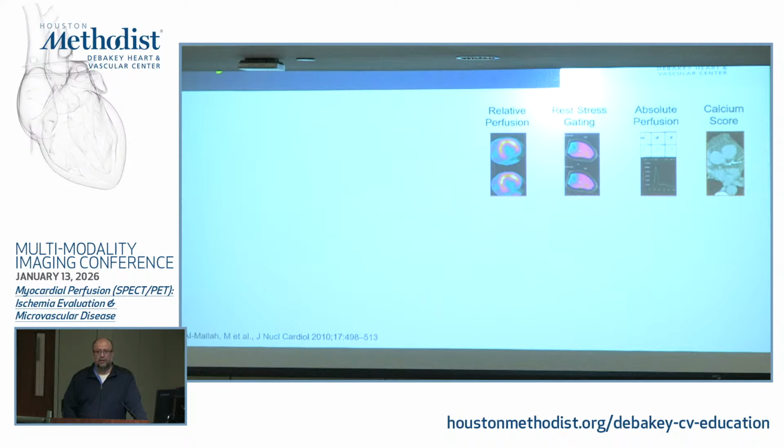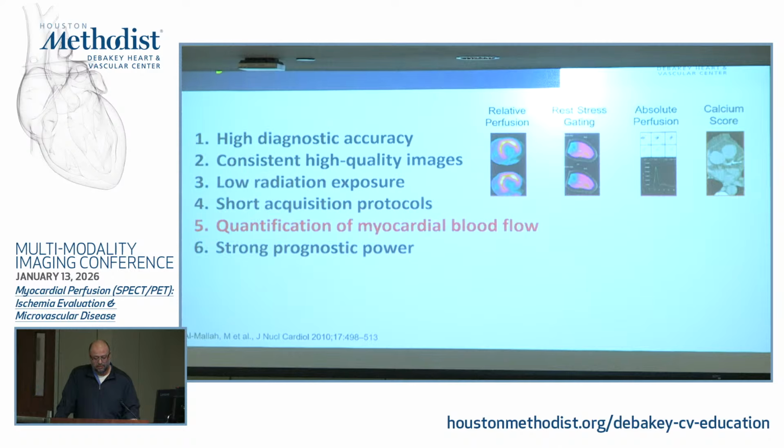All right, so even with all of these tools that we have, sometimes we still struggle with artifacts and others, and that's why you need other modalities. And here we're going to talk about PET. With PET, you have high diagnostic accuracy. The data, when compared head-to-head with other imaging modalities, specifically SPECT, but also CT and others, shows that the highest diagnostic accuracy is with PET. There are consistent high-quality images, and I'll show you that.